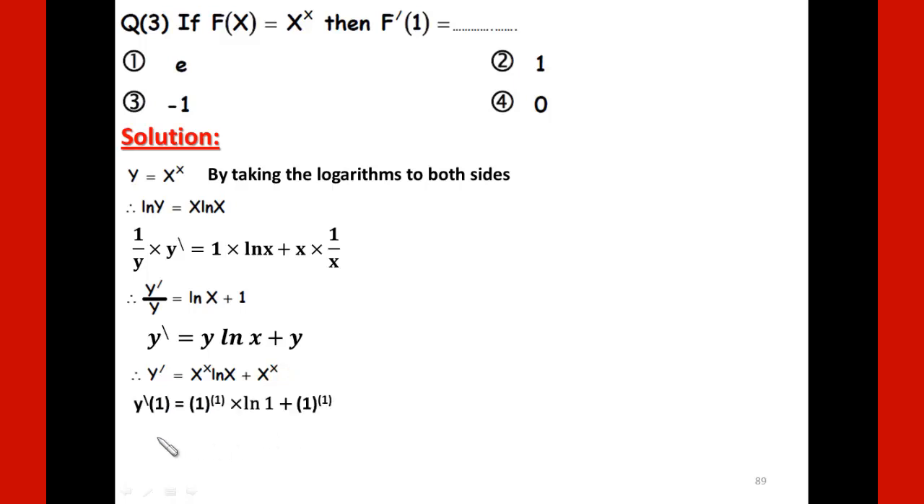To find y dash at 1, we substitute every x by 1. So we have 1 power 1 multiply ln 1 plus 1 power 1, but ln 1 equals 0, so we write 1 multiply 0 plus 1, which equals 1.